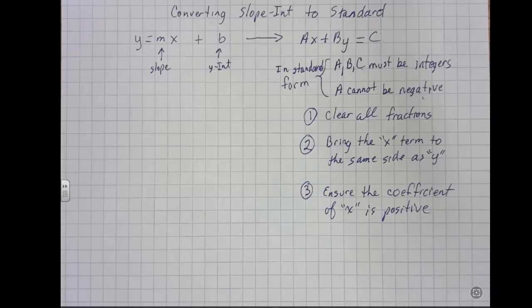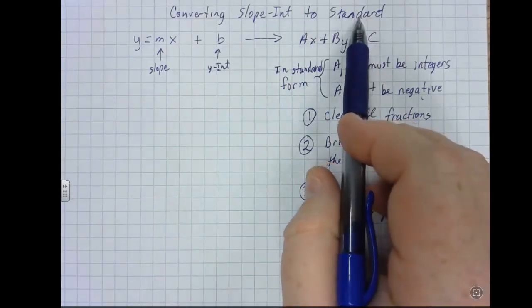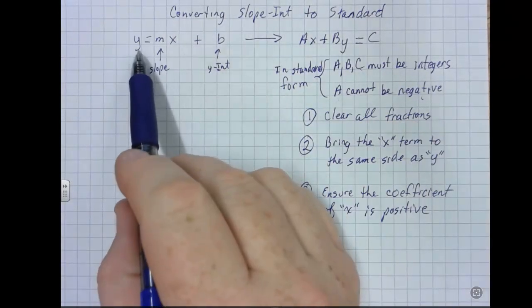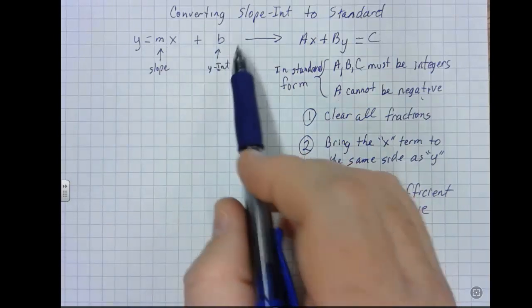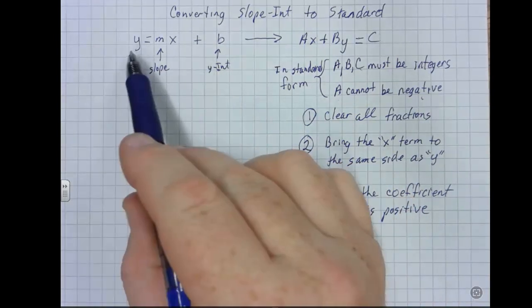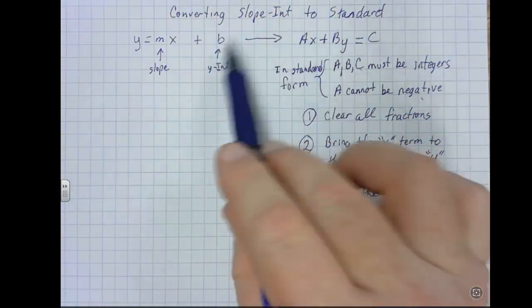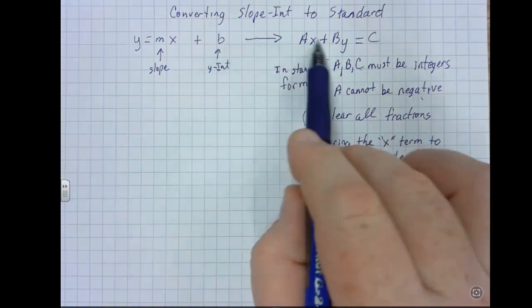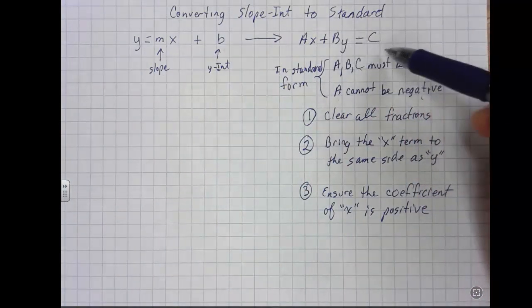For this video we're going to show how to convert slope-intercept form into standard form. Slope-intercept form is y equals mx plus b, where m is the slope and b is the y-intercept. We're going to take this form and rewrite it into this form. These are both linear equations, but this form can be rewritten into this form, which is called standard form, and it's called ax plus by equals c.